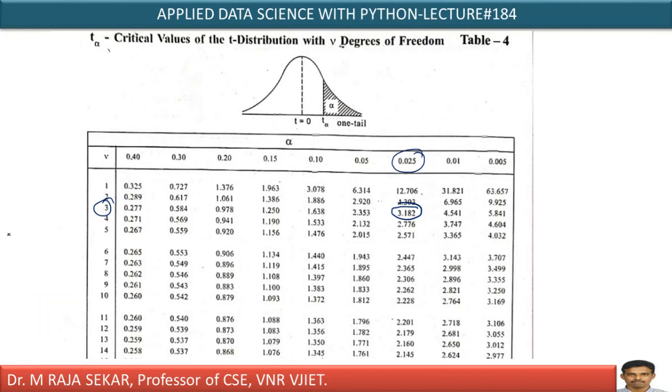How are you getting 3? Total n minus 2 degrees of freedom, where n means 5, and 5 minus 2 means 3 degrees of freedom. Why alpha by 2? Because it is a two-tailed test. Alpha is 0.05, divided by 2, which is 0.025. This is the t distribution table. From any standard book you can get this particular table.